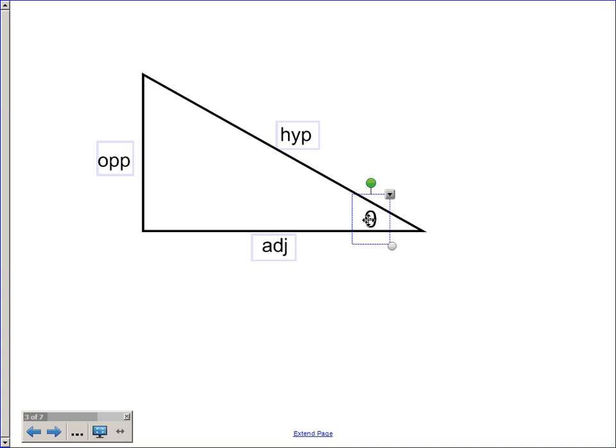Now if I changed this angle and said I want to talk about this other angle in my triangle, well, this is no longer the adjacent side. It is not next to the angle. This one is next to the angle. And now this leg is the opposite leg because it's far away from the marked angle there.